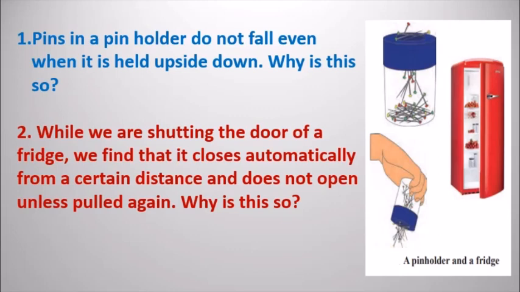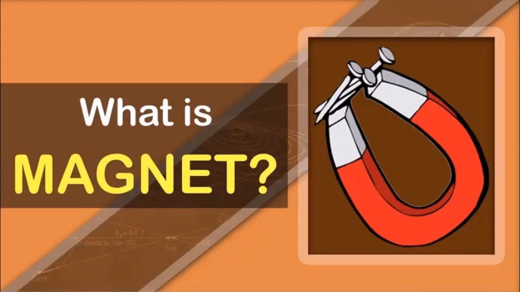And if you have observed both of these things, these objects are made up of iron, and iron objects stick to a magnet. Now there are a few metals which are attracted towards a magnet, and those substances which get attracted towards a magnet, we call magnetic materials. And the substances which do not get attracted towards a magnet are called non-magnetic materials.